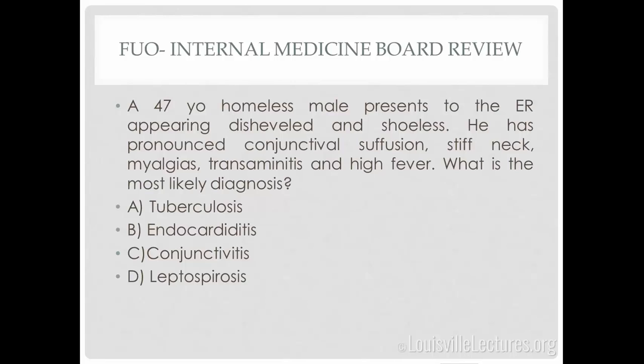So this is a 47-year-old homeless male. He comes to the ER. He's disheveled and shoeless. And he has pronounced conjunctival suffusion, stiff neck, myalgias, transaminitis, and a high fever. What do you guys think is the most likely diagnosis? Would that be TB, endocarditis, conjunctivitis, or leptospirosis? Any takers for TB? Okay, what about endocarditis? Anybody buying endocarditis? No. Conjunctivitis, I hope nobody picks that one. All right. And what about leptospirosis?